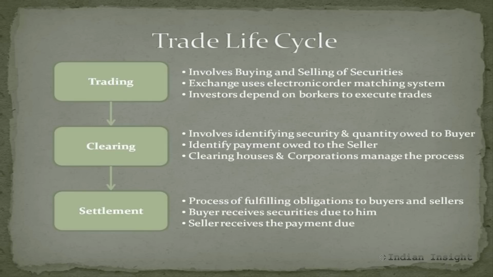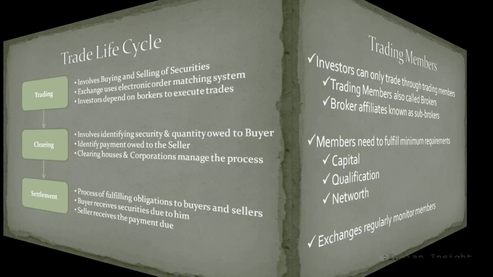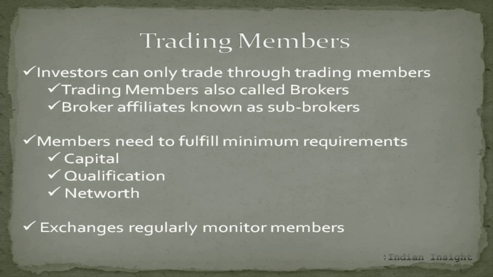Now different intermediaries play different roles depending on where they are involved in the transaction. Let's look at them one by one. Starting with the trading members. Investors can trade only through members of a stock exchange. Trading members are also called stockbrokers and their affiliates are called subbrokers. Trading members are admitted to an exchange only if they fulfill certain minimum requirements for capital, qualification, net worth, and other criteria. Exchange members can either be trading members or clearing members or both.